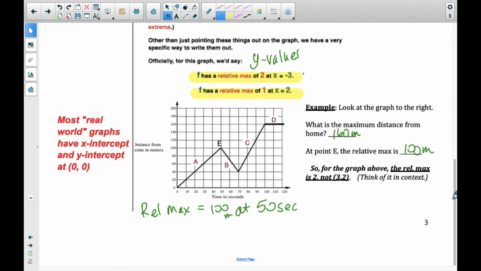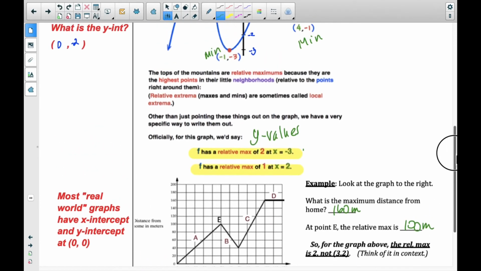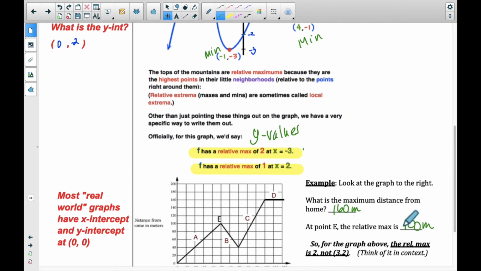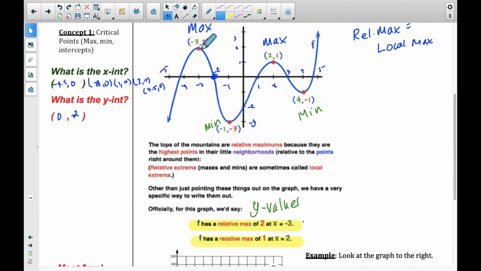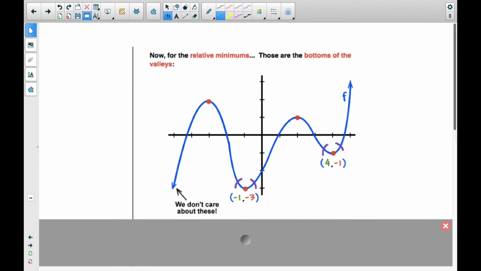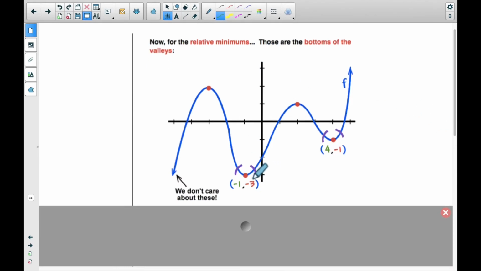So for the graph above, let's look back at that graph. The relative max is 2, not 3, 2. So we're talking about this one right here. This relative max, we would say it's 2, not 3, 2. Okay, let's turn the page. Okay, the min, we talked about that on the other side. The min is the bottom.